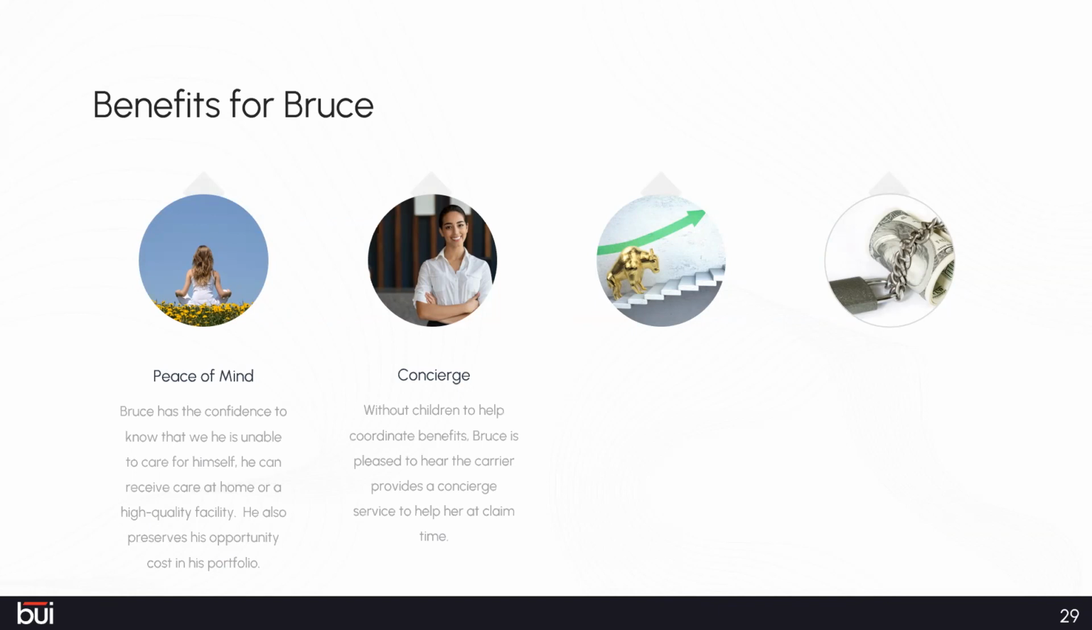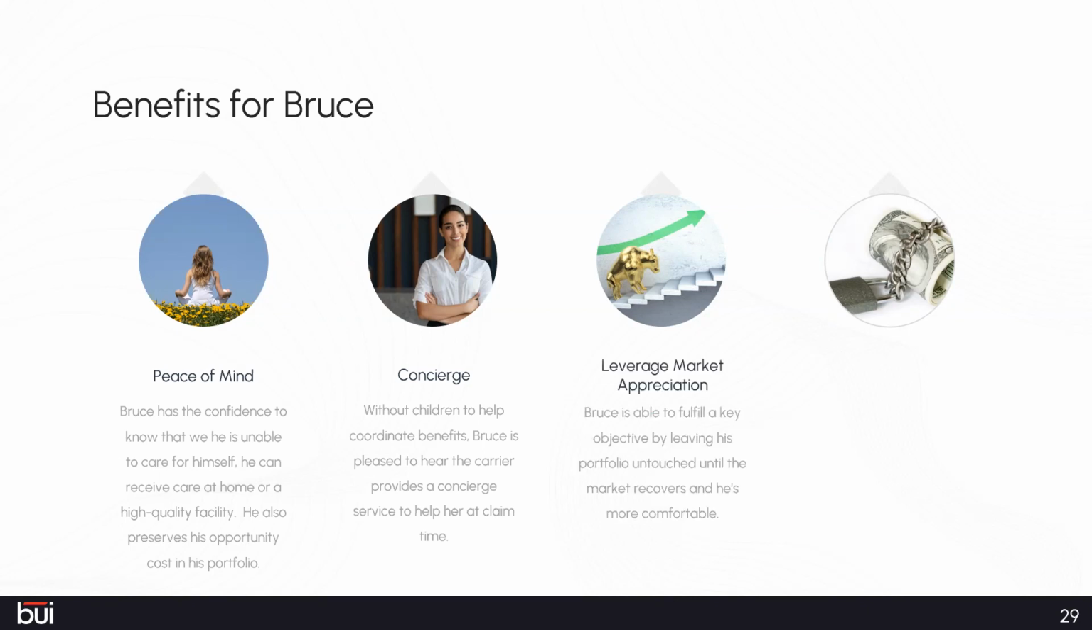Number two is the concierge. One of the biggest unspoken benefits of long-term care insurance is the concierge benefits at the insurance carrier. They help coordinate things, help coordinate billing, receipts. They help find facilities. They help find elder law attorneys, a lot of the things that otherwise would fall into the family support that he doesn't have. And for a single person, this is exponentially more valuable.